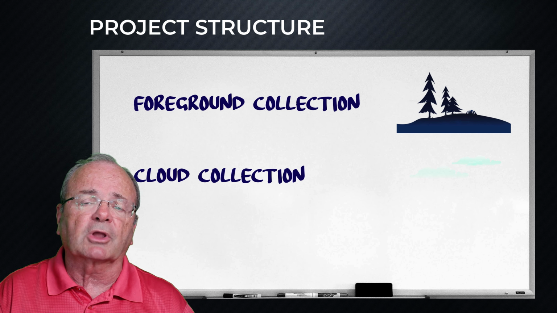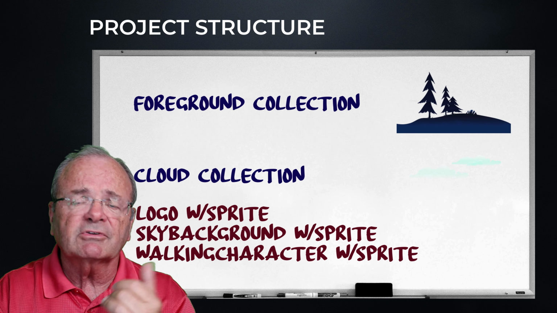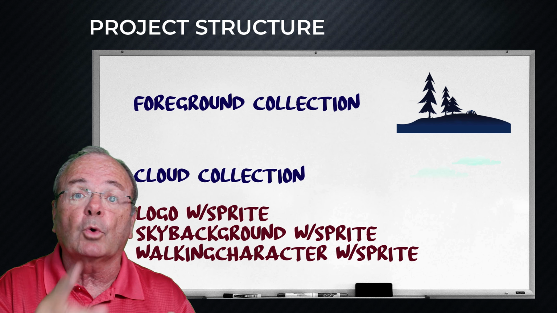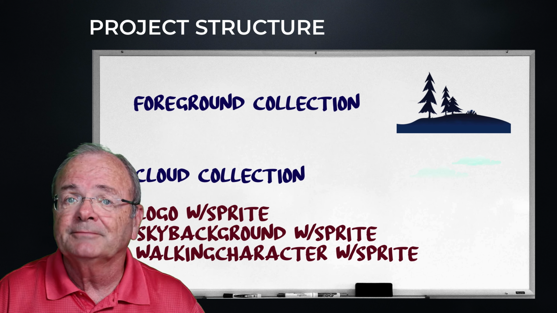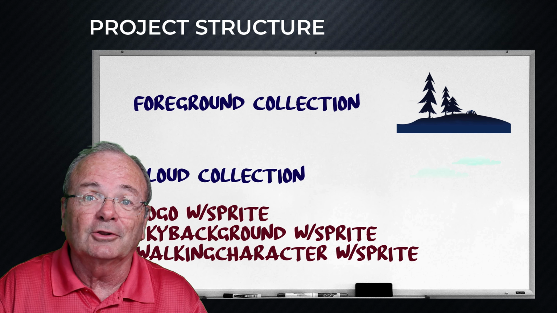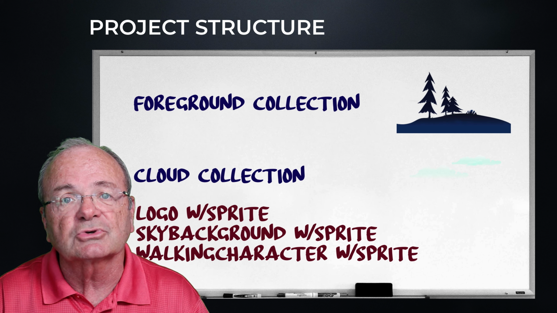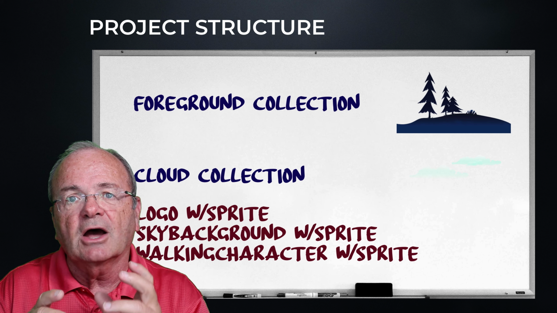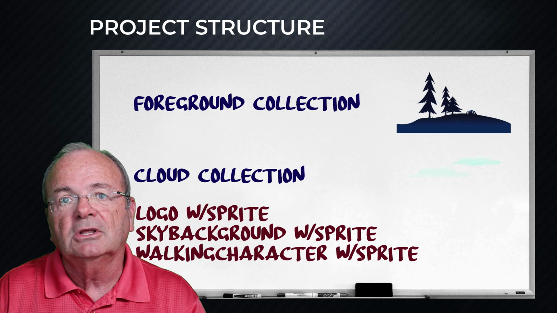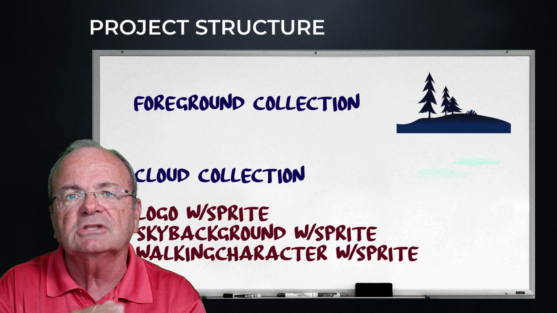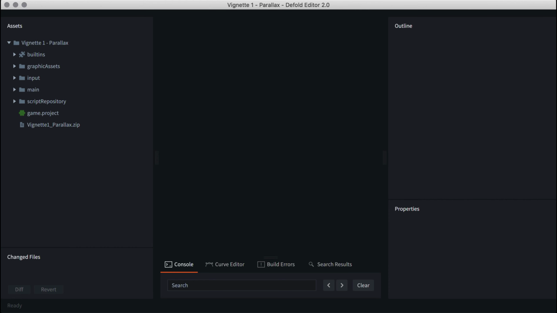Then it's going to have three separate game objects. It's going to have a game object for the sky with a sprite. It's going to have a game object for the walking character. And then how can you have any game without a little self-pizzazz? So you put the logo in there. So it'll be a game object associated with the logo. So let's go ahead now and dive into the asset panel using the default game engine and take a more close look at each of those various components.